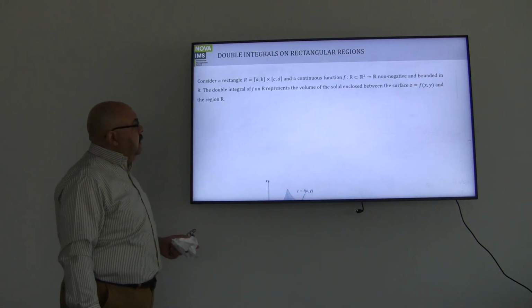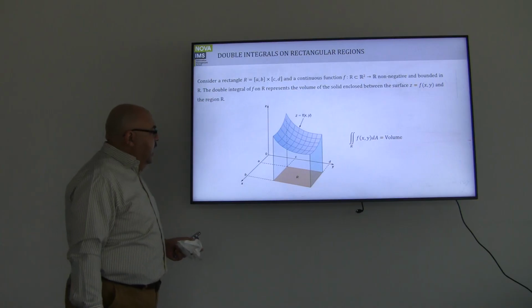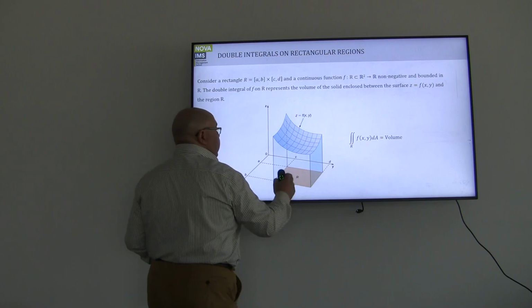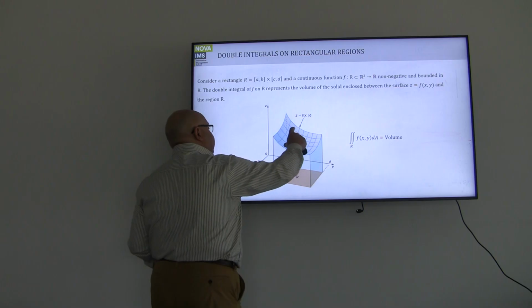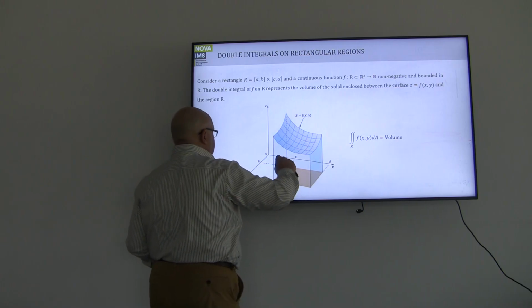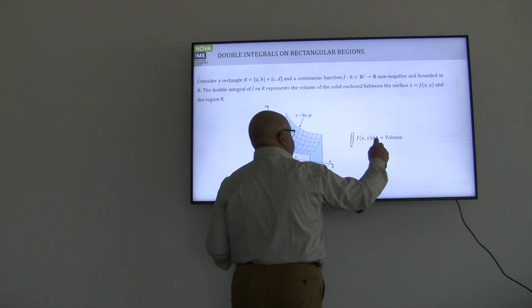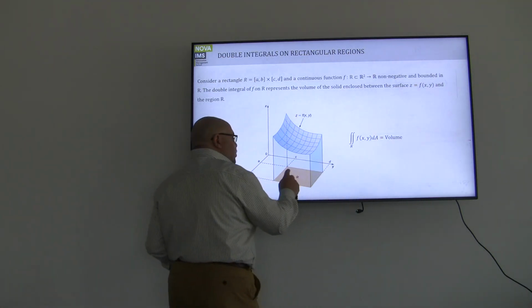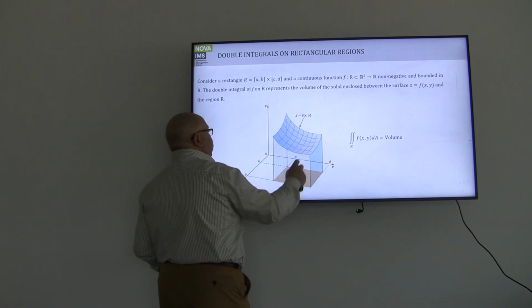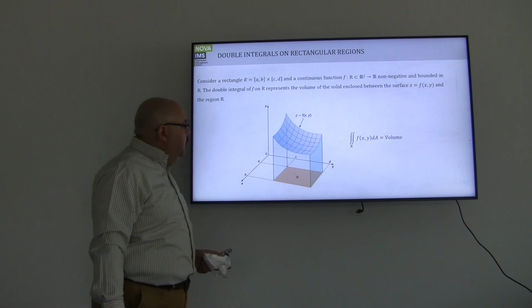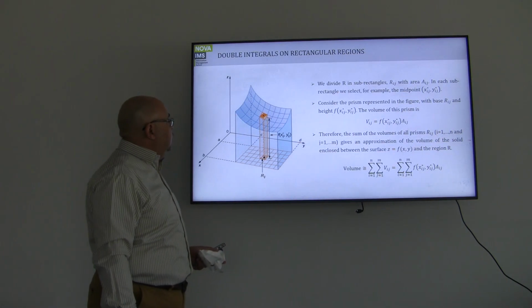If we are talking about a rectangular region, this is [a,b] times [c,d], the double integration will give me the volume under the function within this region. So actually integrating f of x,y dA, I'm integrating with respect to the region that's covered by all of this, and it will give me the volume, using the same concept as I told you.